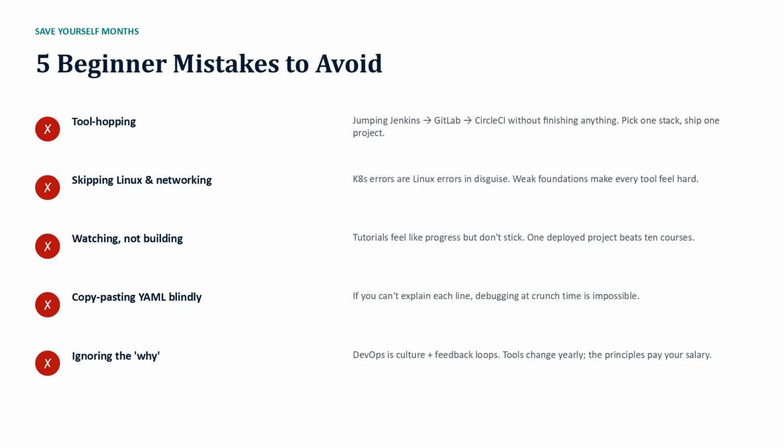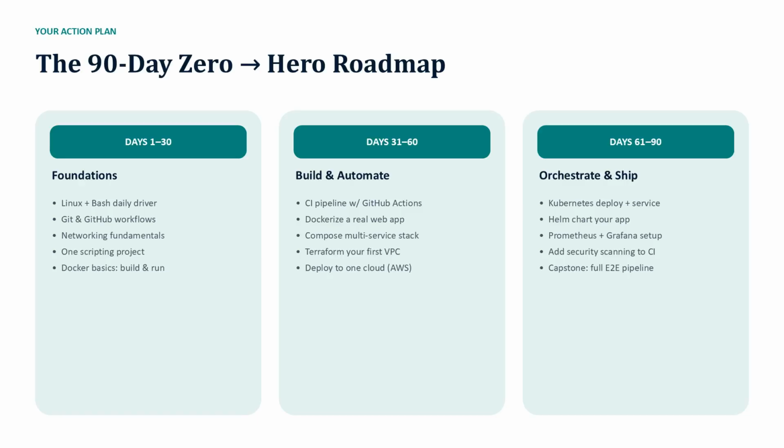And number 5. Ignoring the why. Tools change every year. The principles, small batches, automation, fast feedback, are what actually pay your salary for the next decade. Knowledge without a plan fades in a week, so here's your 90-day action plan.